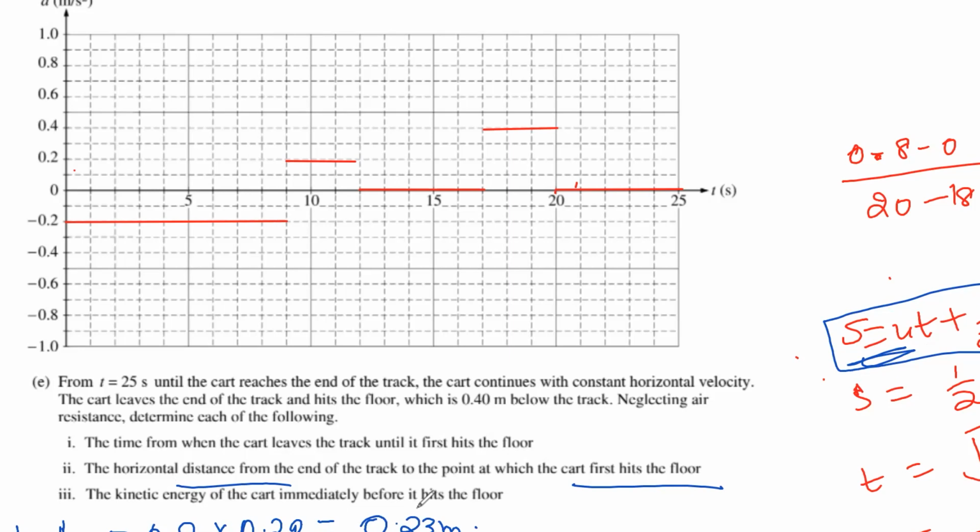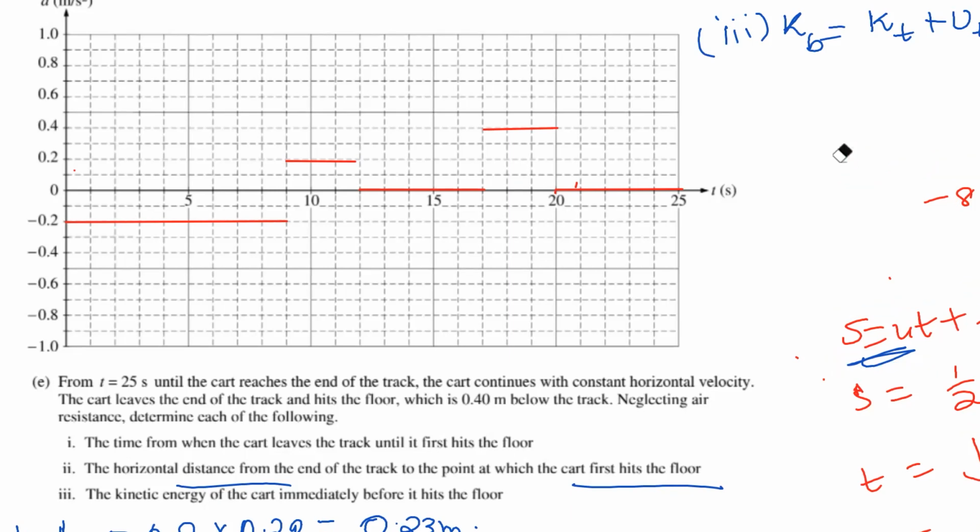Now the third part is the kinetic energy of the cart immediately before it hits the floor. For that we will use the law of conservation of energy. So kinetic energy at the bottom will be equal to kinetic energy at the top plus the potential energy at the top, because at the top it has a gravitational potential energy. And why does it have a kinetic energy at the top? Because initially it was moving with a certain speed, which is 0.8. So that's why it has the initial kinetic energy also.